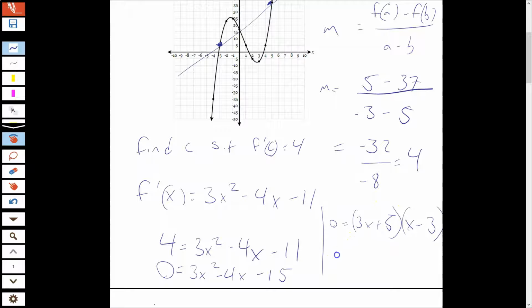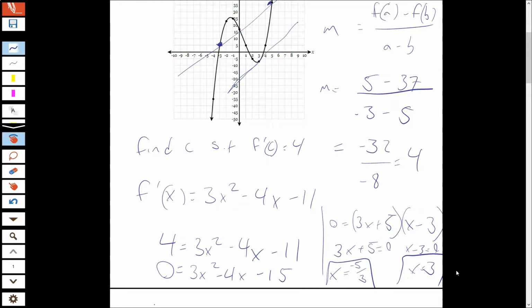So here I'd say 3x plus 5 equals 0. That's going to give me x equals -5 thirds. And here we get x minus 3 equals 0, and x equals 3. Okay. So those are my two solutions. That means if I draw a tangent line, and we can even see, we'll look at x equals 3 here, the tangent line at x equals 3 on the graph is parallel to that secant line. That's what we're looking for. So here, these would be our two solutions.